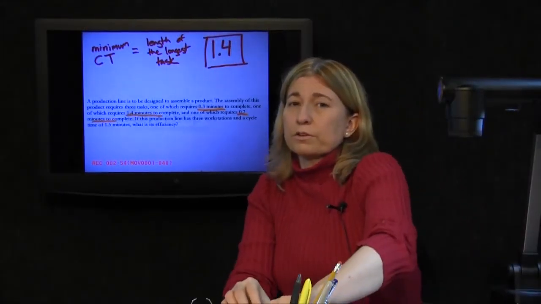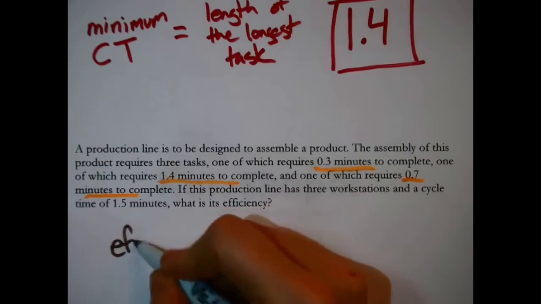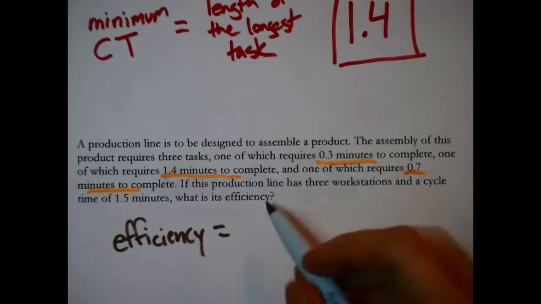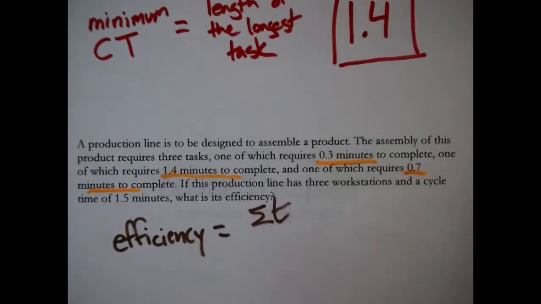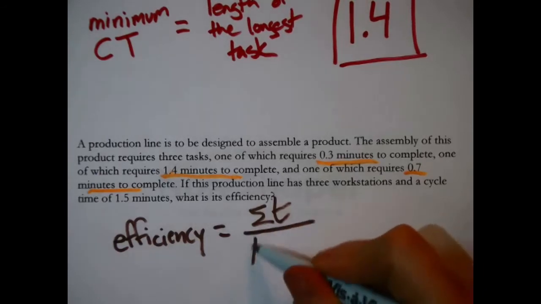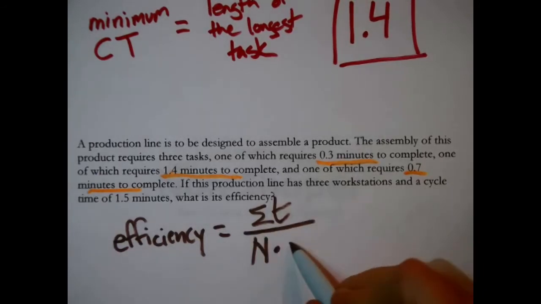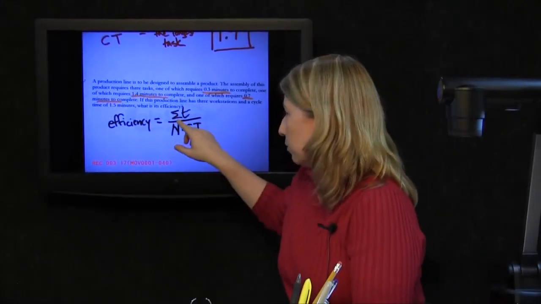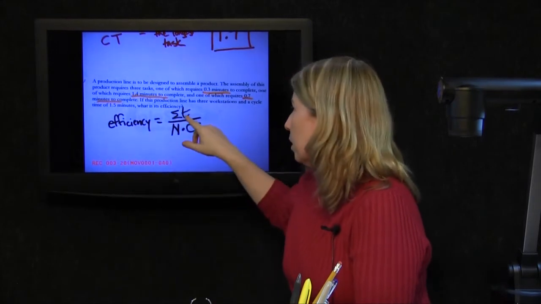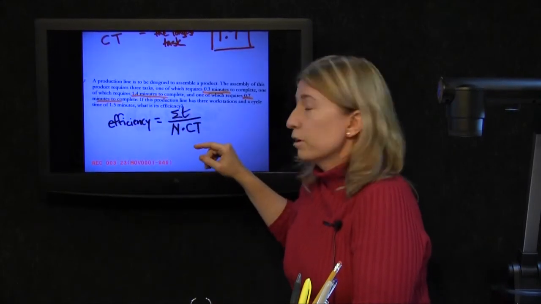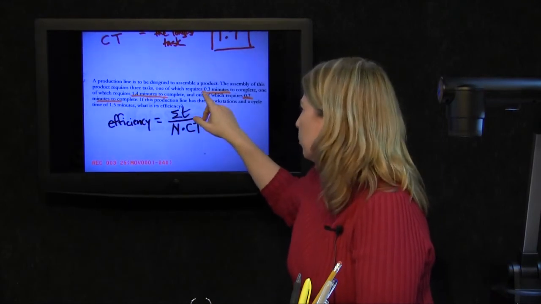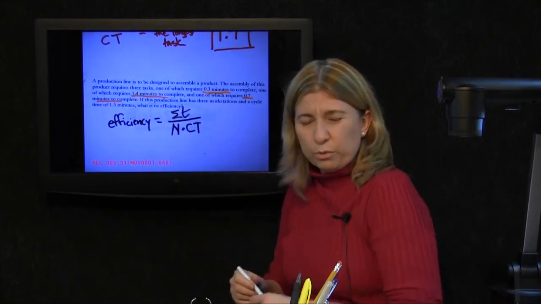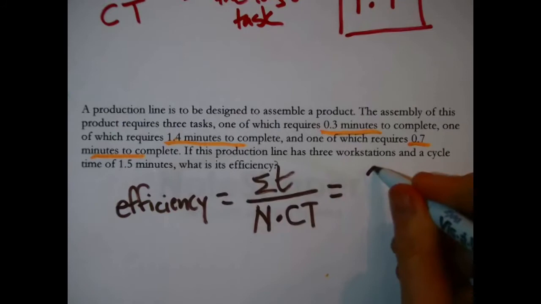Oh, all right, now that really is a formula. If you're talking about an assembly line, the fastest way to calculate its so-called efficiency is to take the sum of all the task times and divide it by n, the number of workstations, times CT, the cycle time of that line. Okay, so this sigma for, sum of, add up, T, means add up all the task times. This in the numerator. So this is where we would add up 0.3, 1.4, and 0.7. So that adds up to 2.4 minutes. Okay, that's the numerator.